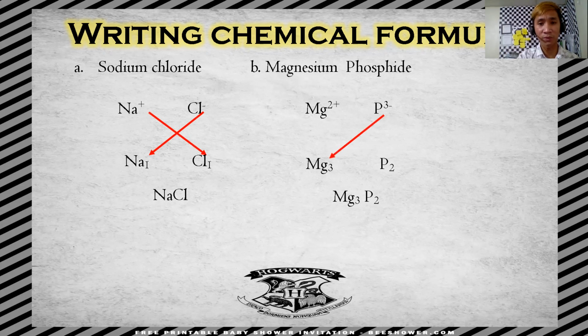Next one is magnesium phosphide. So oxidation number 2, napunta ayan kay phosphorus, yung naging subscript ni phosphorus. So ganun din kay phosphorus, yung kanyang oxidation number napunta kay magnesium, naging subscript niya. So we have magnesium phosphide, Mg3P2. Okay, so that's it.